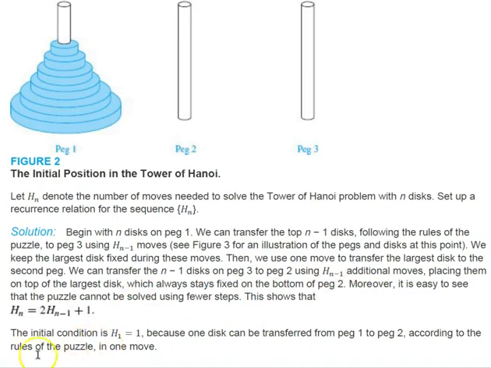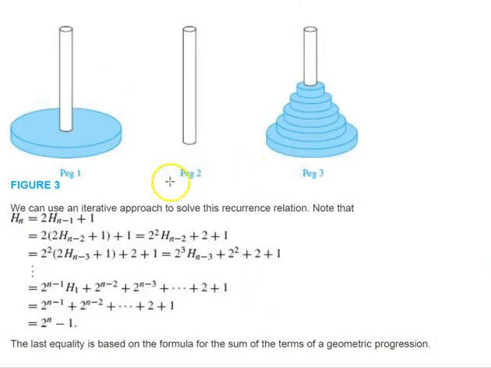Moreover, it is easy to see that the puzzle cannot be solved using fewer steps. This shows that h sub n is equal to 2 times h sub n-1 plus 1. The initial condition is h1 equals 1, because one disk can be transferred from peg 1 to peg 2 according to the rules of the puzzle in one move. Figure 3 gives an illustration of the position after the first h sub n-1 moves.